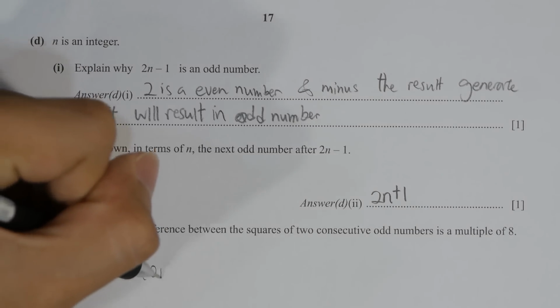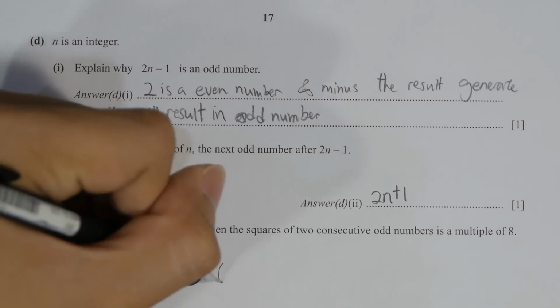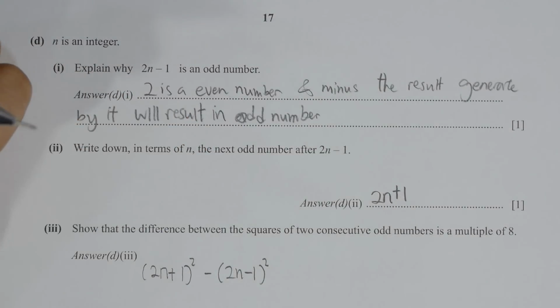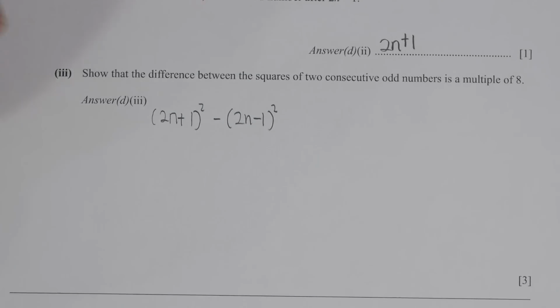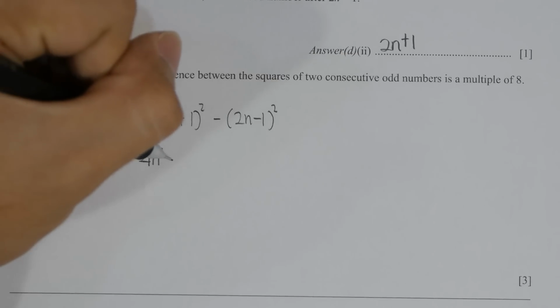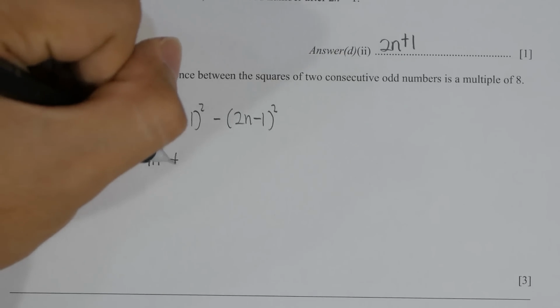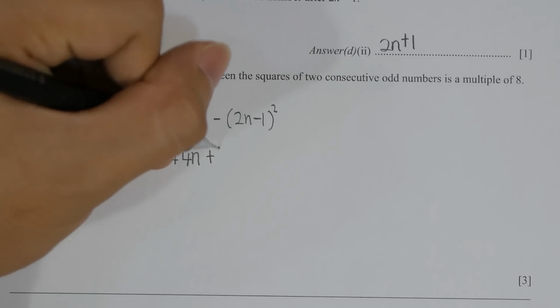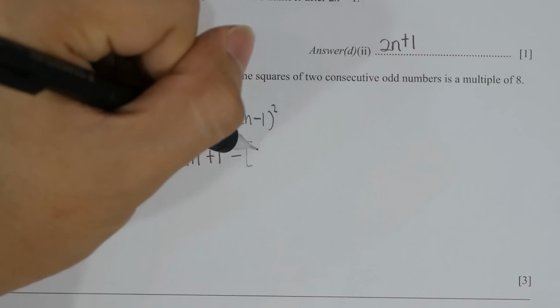For part 3, show that the difference between the squares of consecutive odd numbers is a multiple of 8. So simply take (2n plus 1) squared minus (2n minus 1) squared. Your answer will be 8n. By doing so, you prove that it is a multiple of 8.